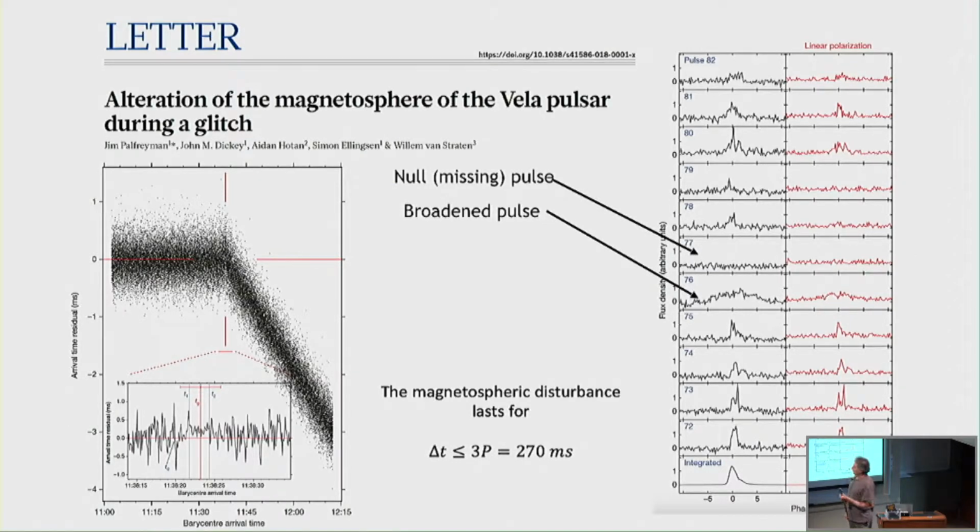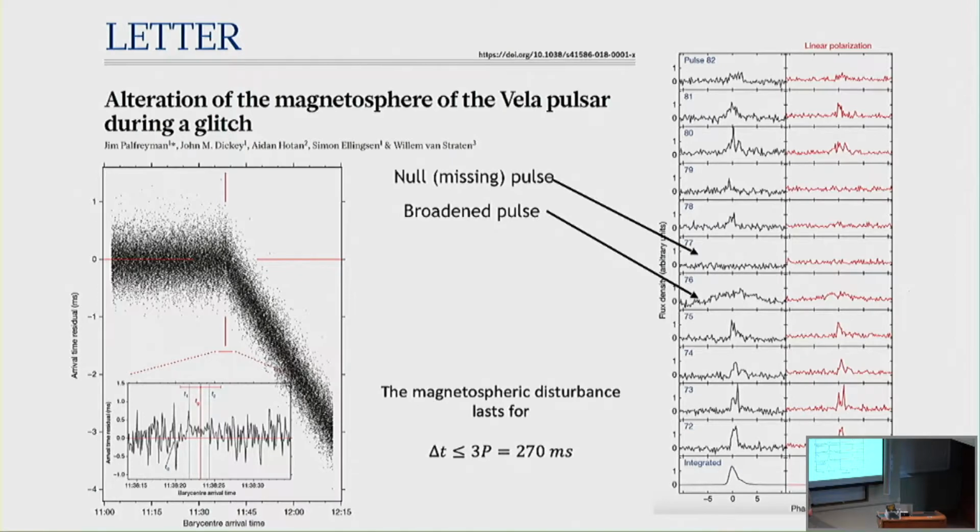In particular, this gentleman, Jim Palfreyman, decided to devote his PhD basically to this project. And he got lucky. They saw a glitch. You have to understand, these people measured every single pulse of Vela. These are not very good measurements, because this is not very sensitive, but sensitive enough. They still could see every single pulse.